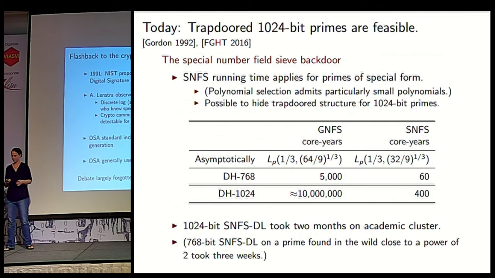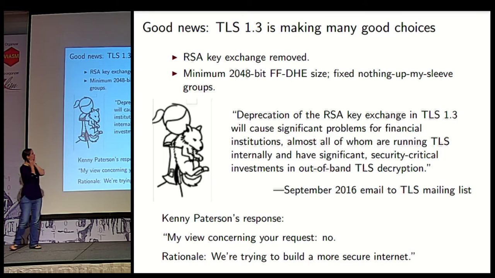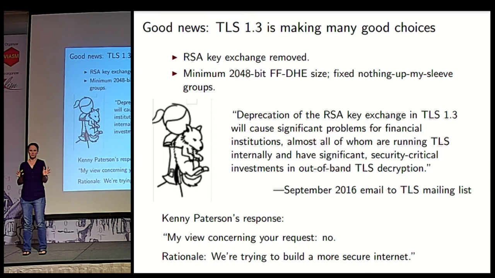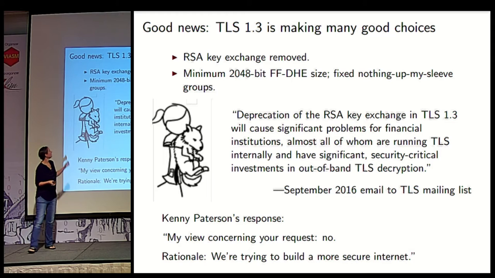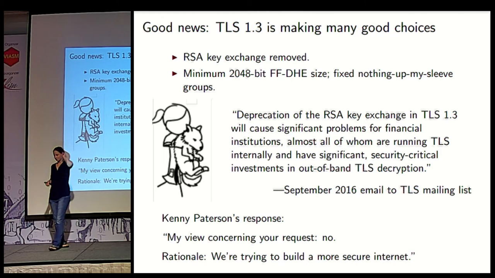Maybe I will skip the last thing that I was going to talk about. I want to end on a slightly positive note, which is that there is a bright spot. We do know how to implement these things properly. TLS 1.3 is making many good choices, and they are proactively removing insecure things like RSA key exchange and making good choices for Diffie-Hellman, if it must still be done. And of course, this is causing complaints from people on the internet.